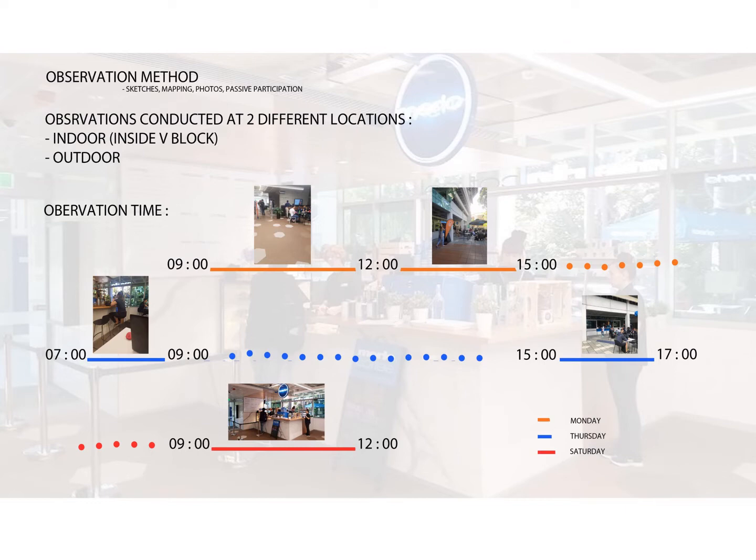The observation method consists of sketches, mappings, photos, and passive participation. Observation was conducted at two different locations. The first is indoor, inside the V block itself, and the second is outdoor. The observation times are from 9 till 12, 12 until 3, 3 p.m. until 5 p.m., 7 till 9, and 9 until 12, conducted on three different days: Monday, Thursday, and Saturday.